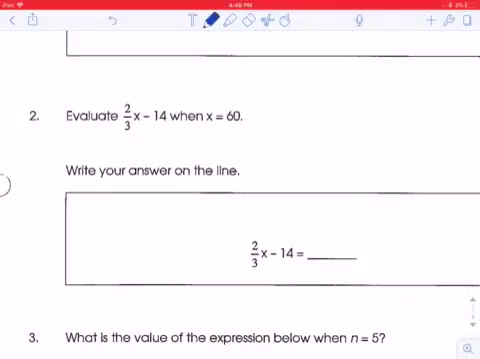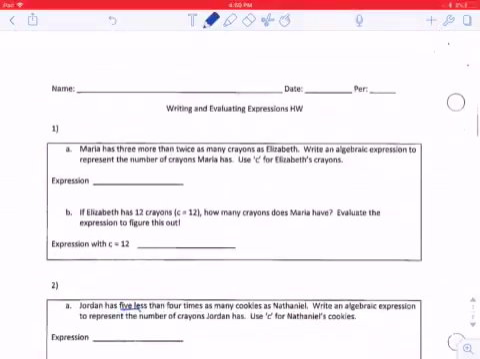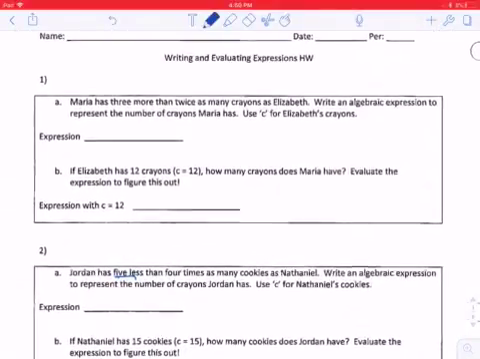Some of these are a little trickier. That doesn't mean 2/3 times negative 14. It really means 2/3 times x. When x is 60, we might write it like this: 2/3 of 60 minus 14. All right, let's keep looking here. Here, these are something to think about.